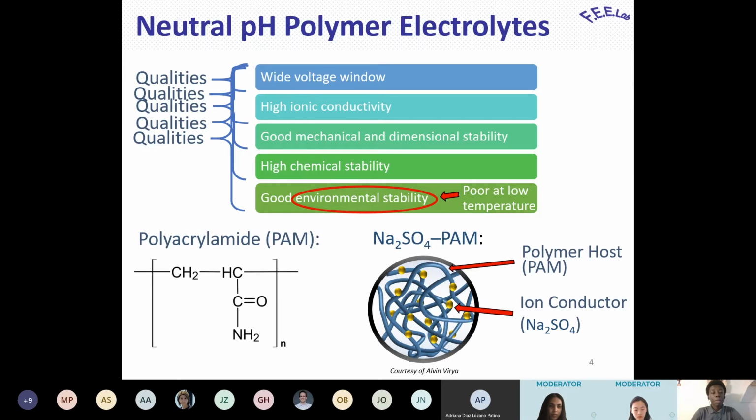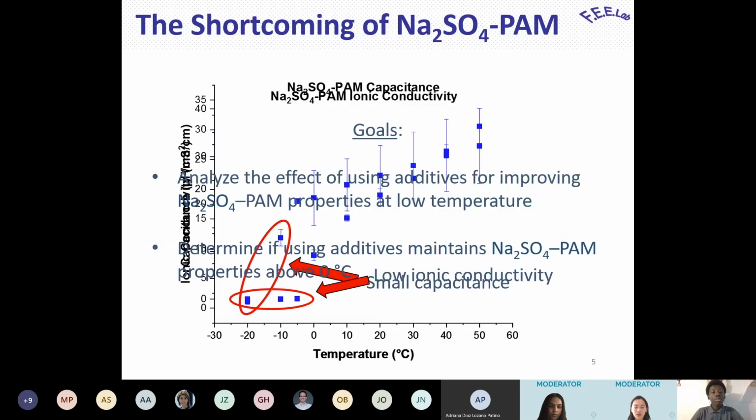Because of that, I'd like to show you their plot of capacitance. As we can see, the capacitance is low below -10 degrees. Similarly, for ionic conductivity, it's low below -5 degrees. For these reasons, my summer research goals have been to analyze the effect of using additives for improving the electrolyte's performance at low temperature, and to see if the additives can maintain the electrolyte's properties above 0 degrees.